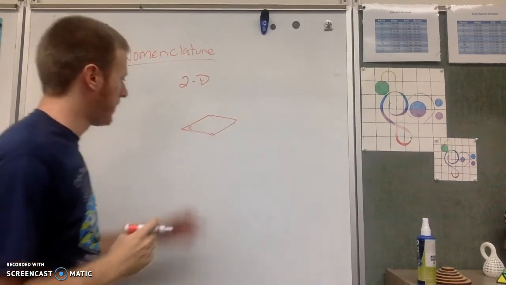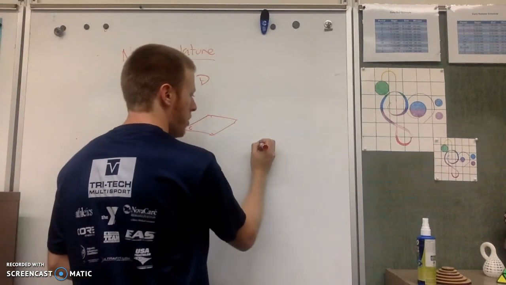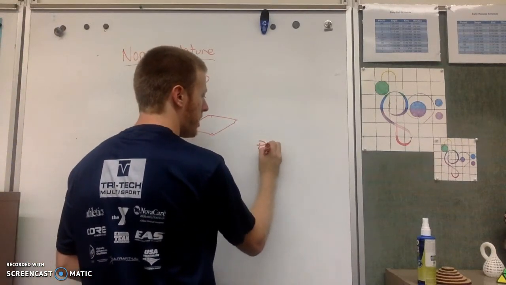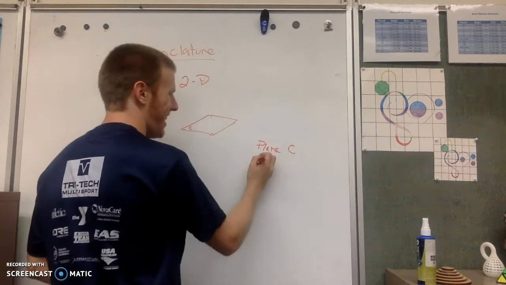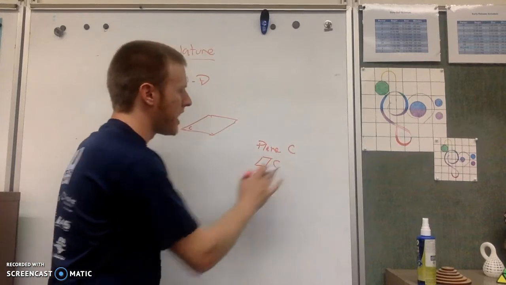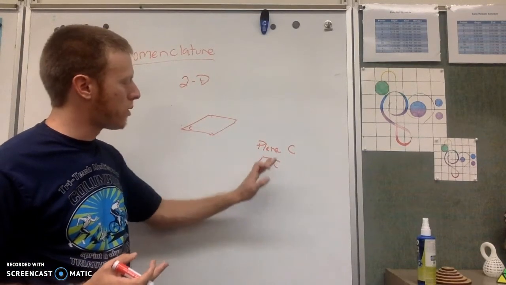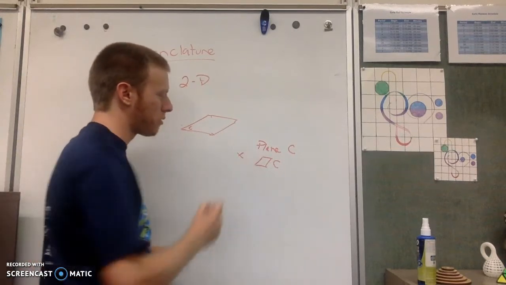If you have, let's say, that little fancy C in the corner, like in my video here, we could say that this is plane C. I've seen this, although I don't really like that at all, because there's just a lot that goes on there. Are we talking about a trapezoid? Are we talking about a plane? I really don't like this one.